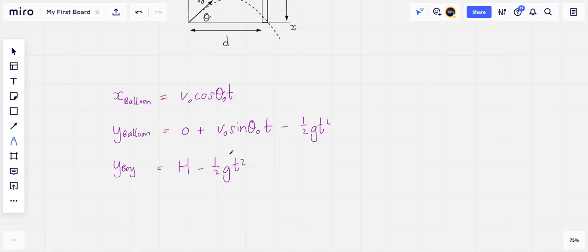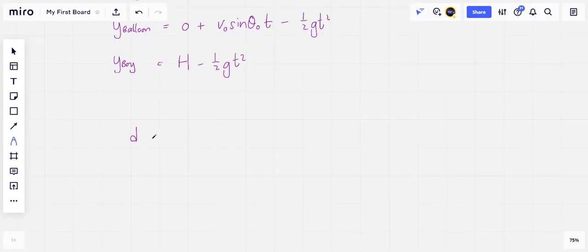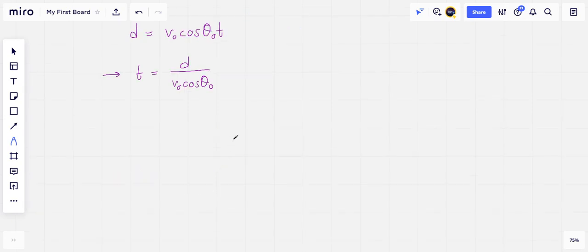Now we'll use the horizontal motion at constant velocity to find the elapsed time after the balloon has traveled the distance d to the right. Now we know d is equal to v naught times the cosine of theta naught times t, which means that the time t is equal to d over v naught cosine theta naught. So where will the balloon be vertically at this time?